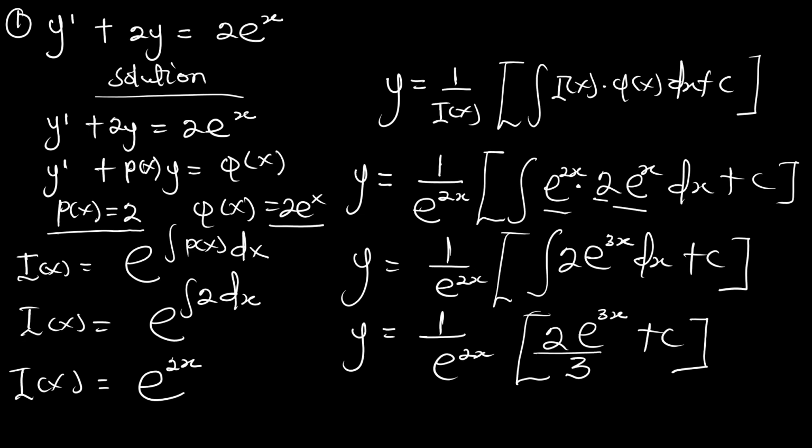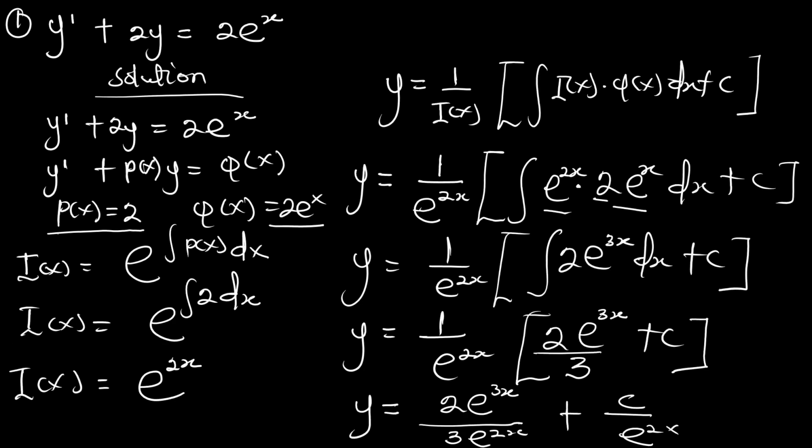Okay, so that's what we are going to have. So I can distribute this, write it as 2e to the power 3x all over 3e to the power 2x plus c over e to the power 2x. So after that, we have e to the power 3x at the numerator and e to the power 2x at the denominator.